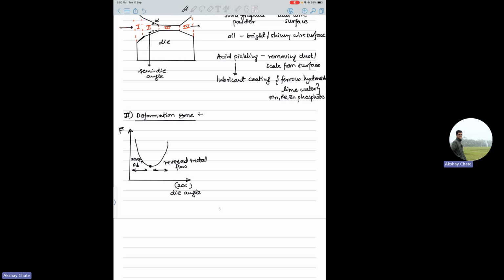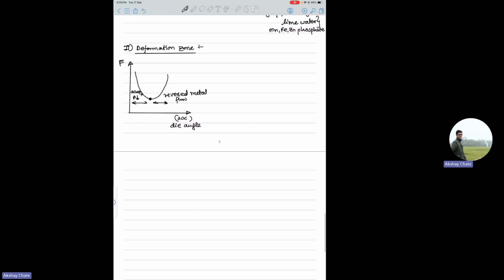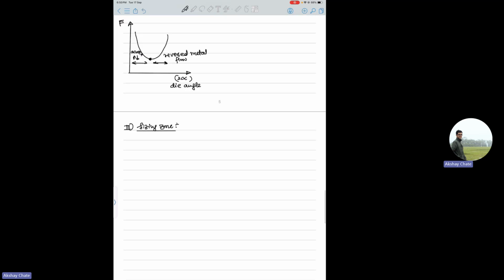And what happens then? There is deformation. Anisotropy will be induced in your material. Since the cross-sectional area is reduced, the velocity will increase because of the constant volume condition. And then this third region is called the sizing zone. In the sizing zone, your cross-sectional area is constant, so the velocity is constant.